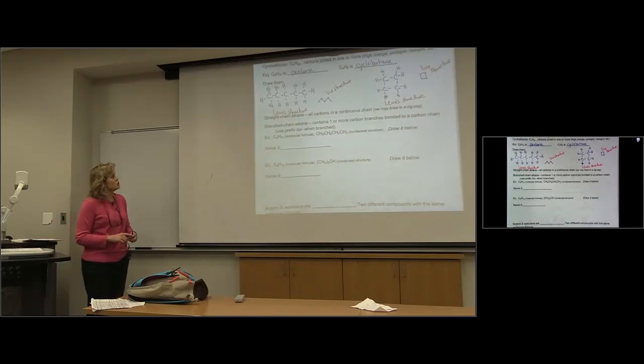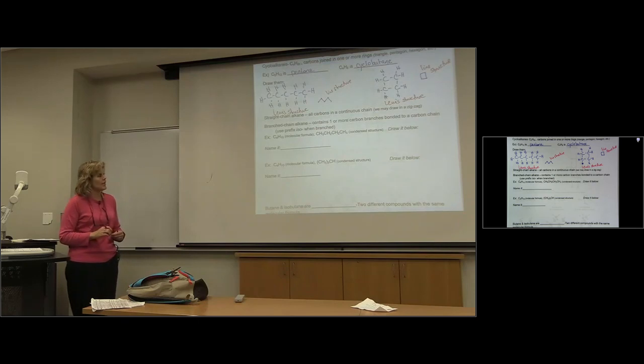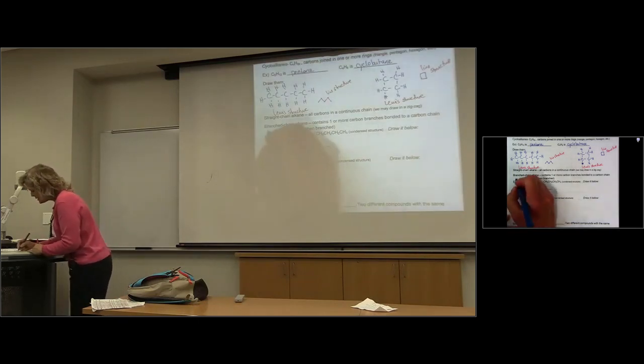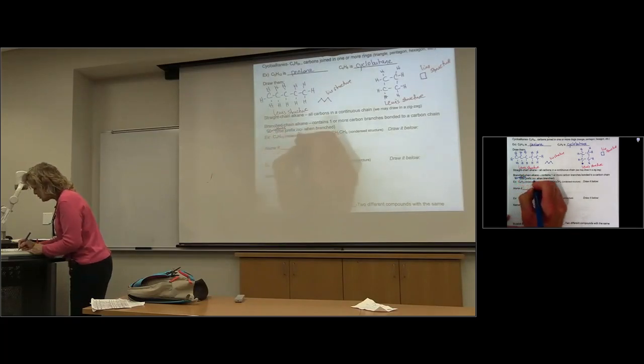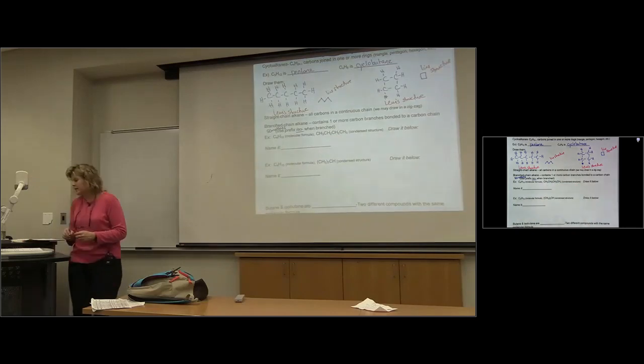A branched chain alkane contains one or more carbon branches bonded to a carbon chain. And then I want you to add a word here: sometimes use the prefix iso when branched. It's not always. Sometimes use the prefix iso when it is branched.